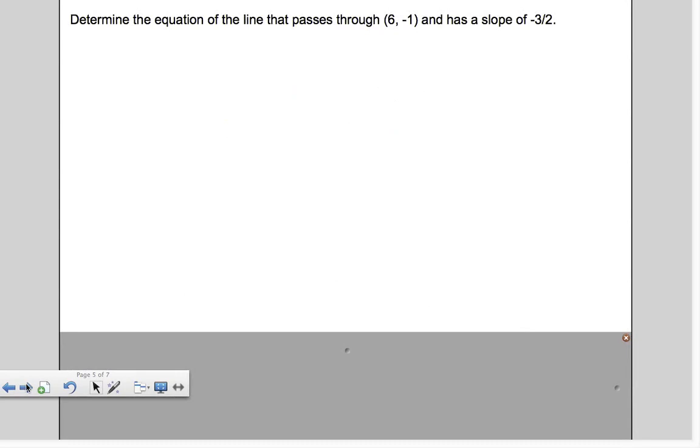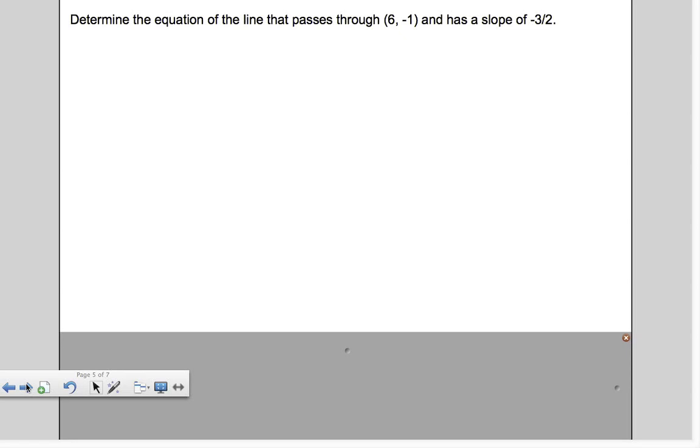So another question. Determine the equation of a line. Hey, at least I wasn't telling a story this time, alright? Determine the equation of a line that passes through (6, -1) and has a slope of -3/2.